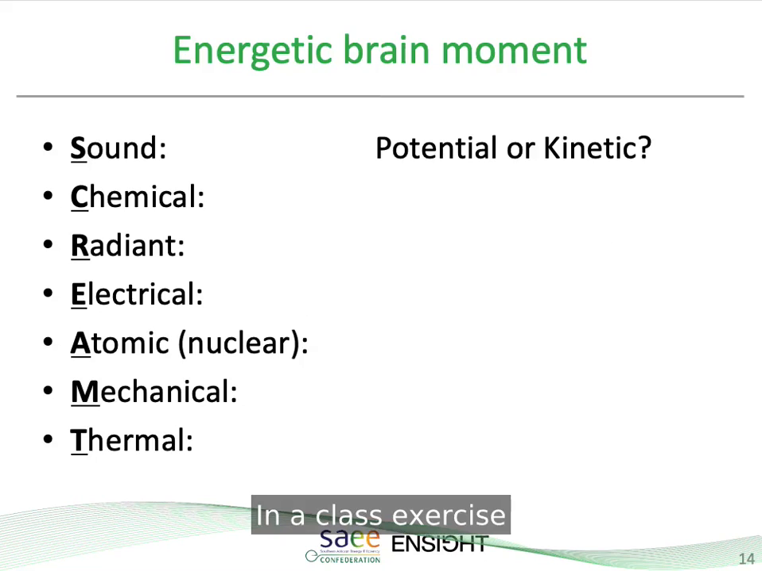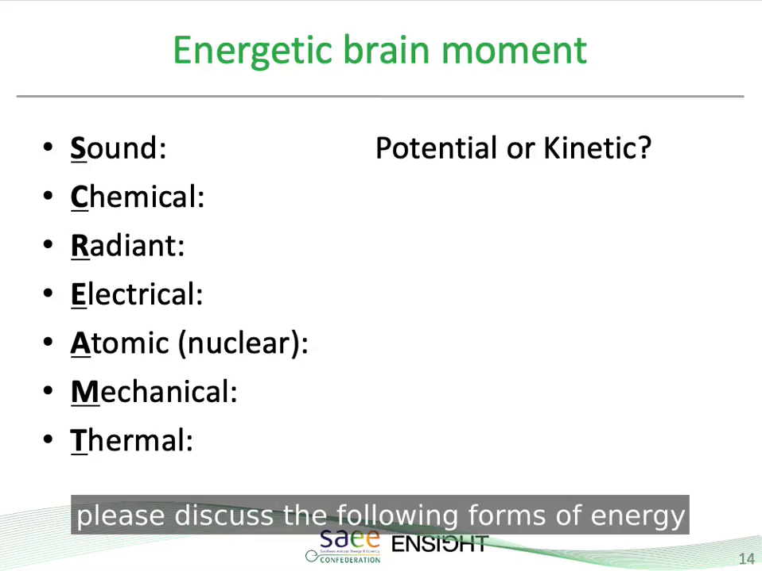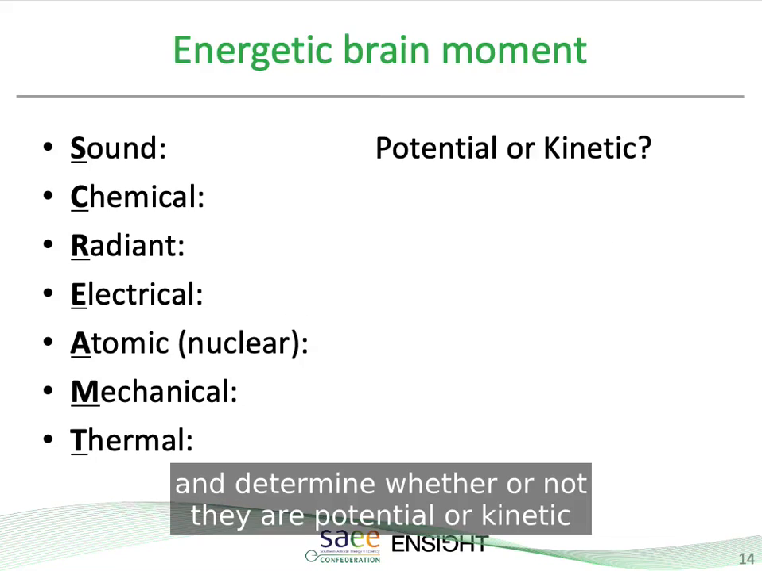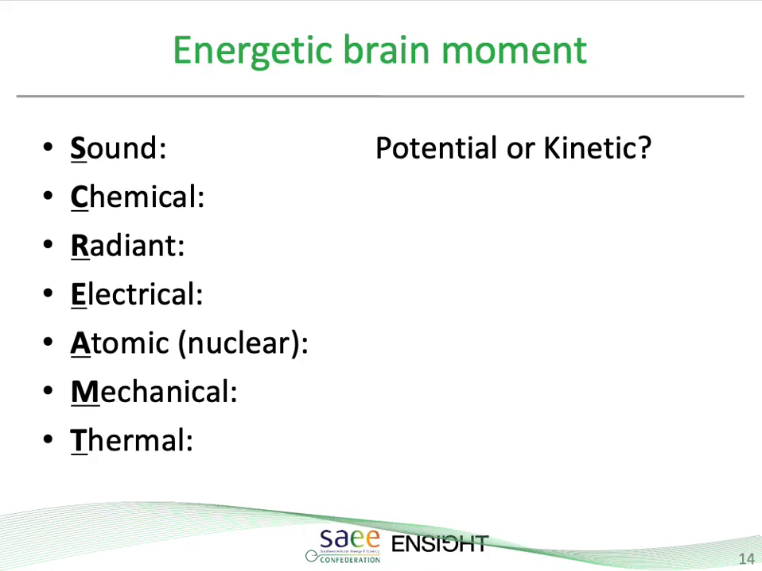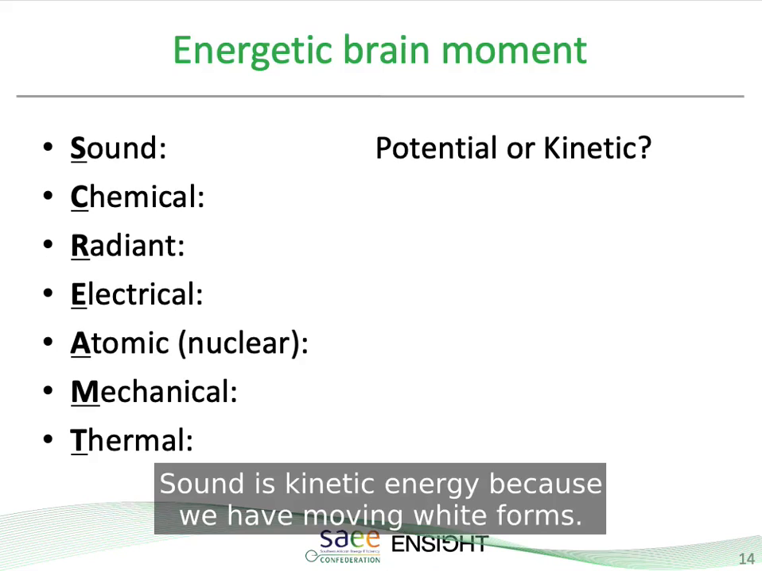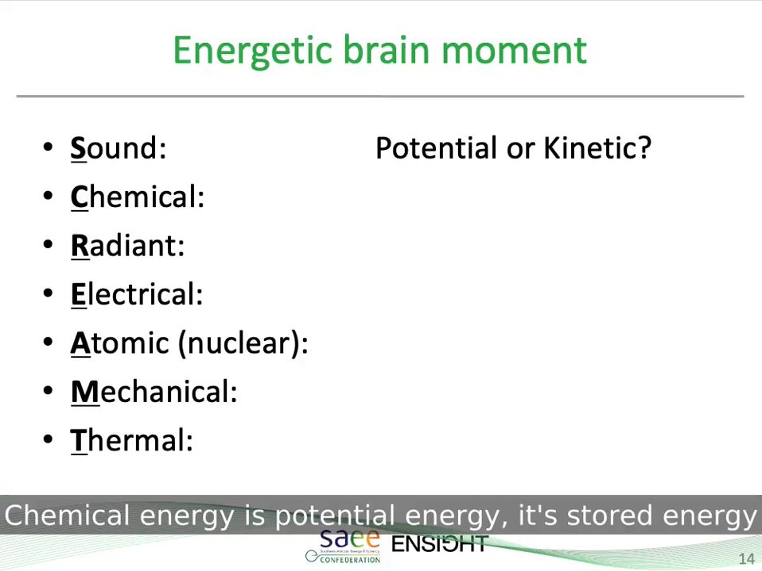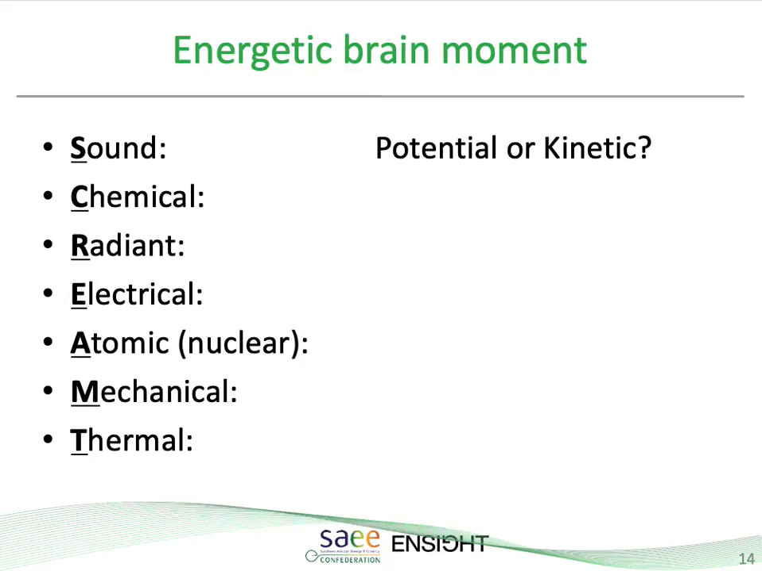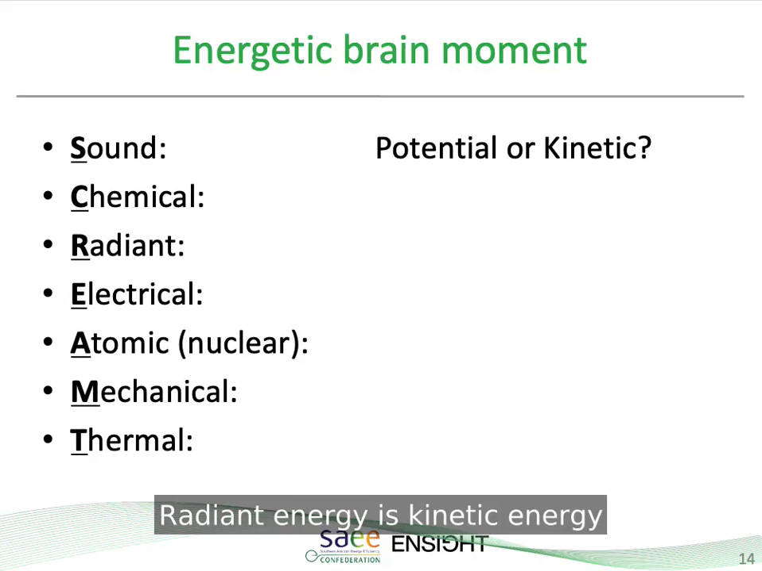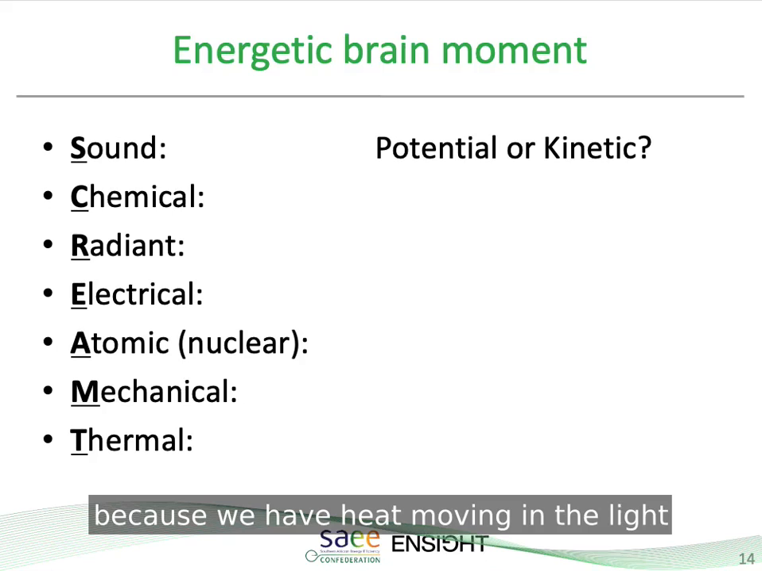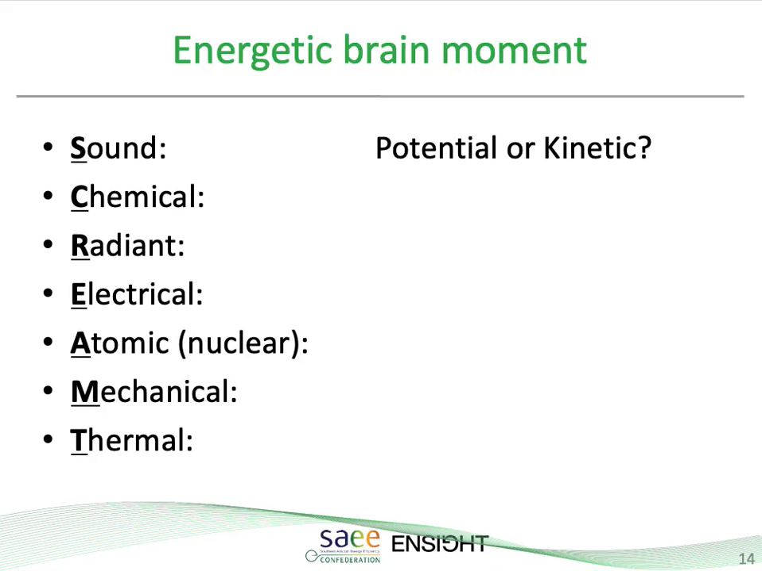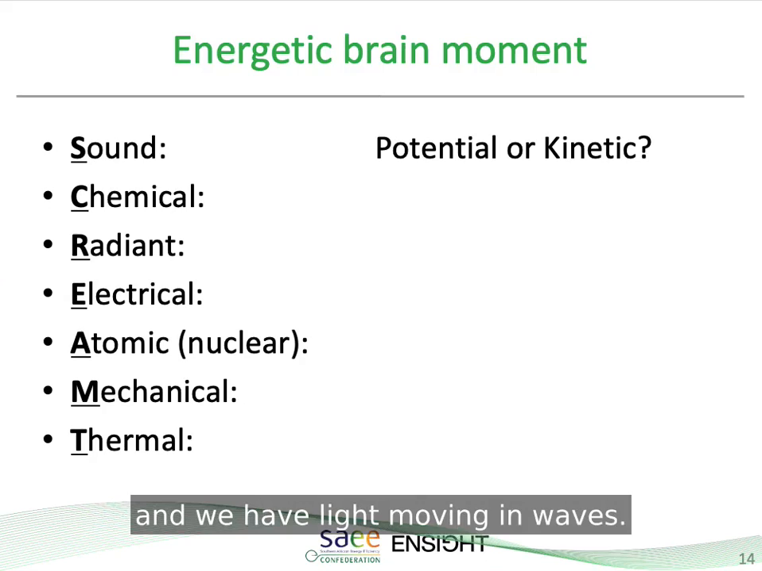In a class exercise, please discuss the following forms of energy and determine whether or not they are potential or kinetic, and whether perhaps they might be both. Sound is kinetic energy because we have moving waveforms. Chemical energy is potential energy. It's stored energy that's waiting to be released. Radiant energy is kinetic energy because we have heat moving in waves, and we have light moving in waves.